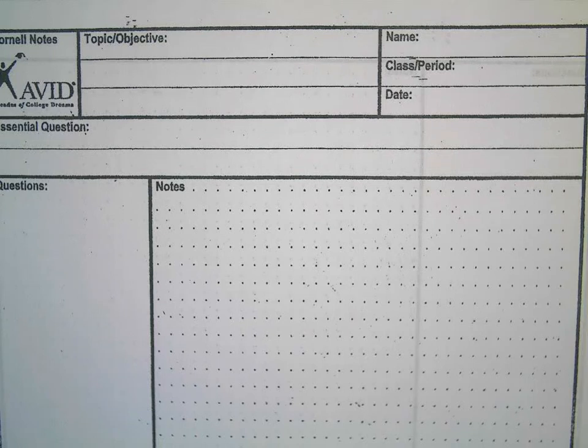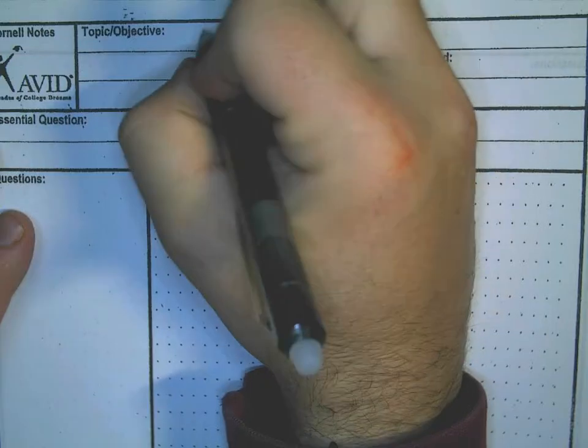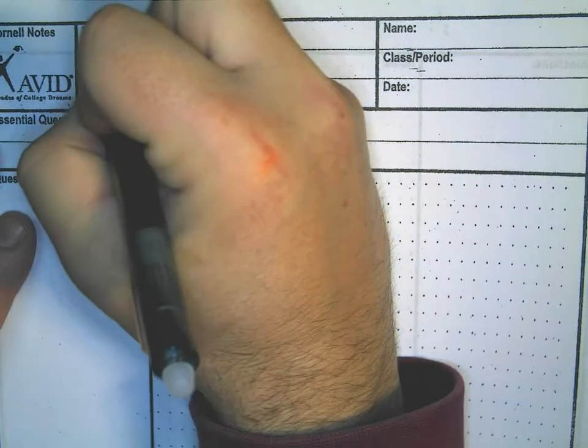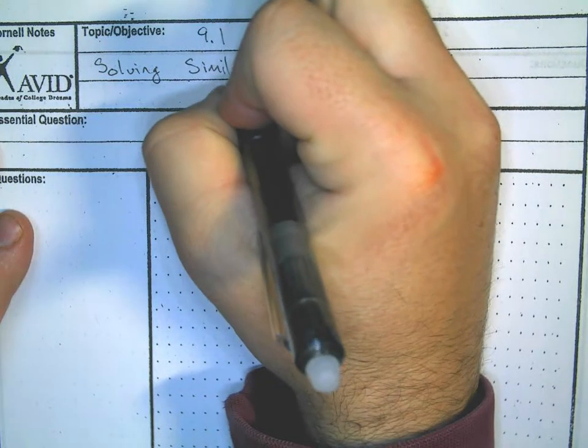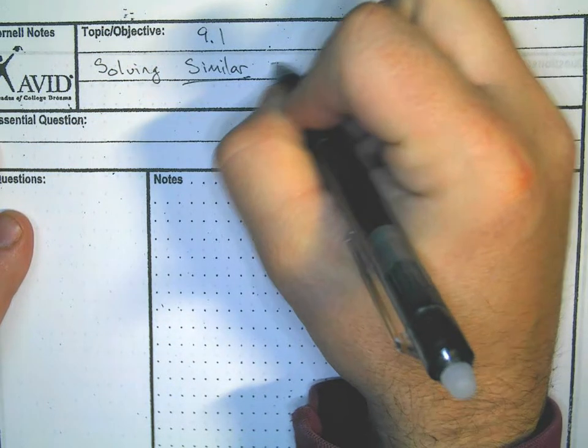In this lesson, we'll be looking at section 9.1, solving similar triangles.